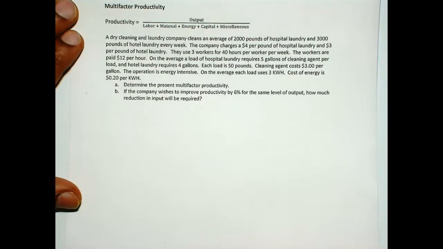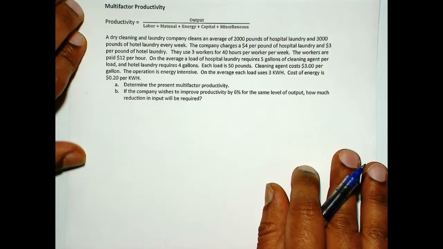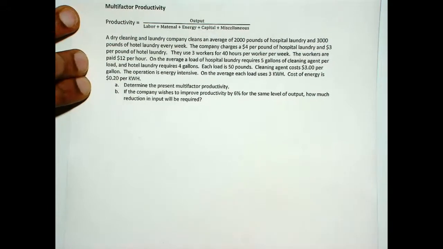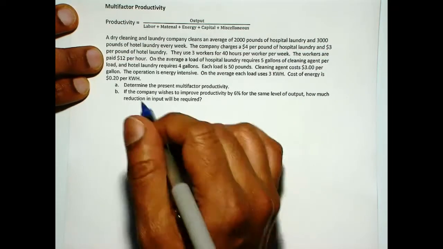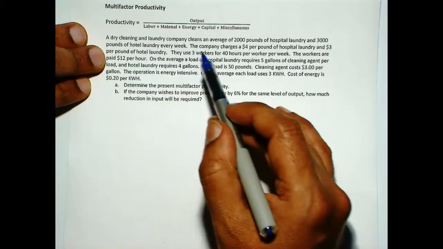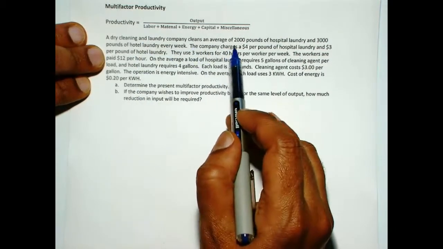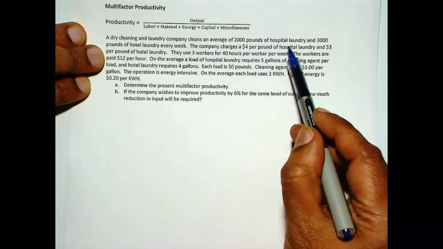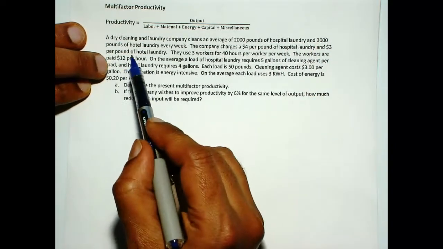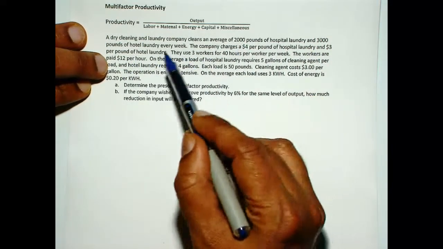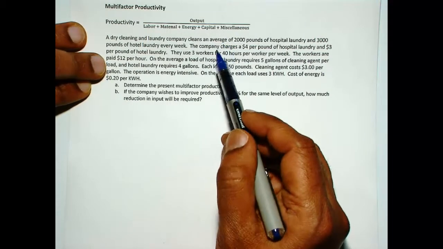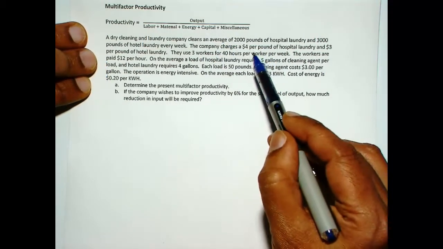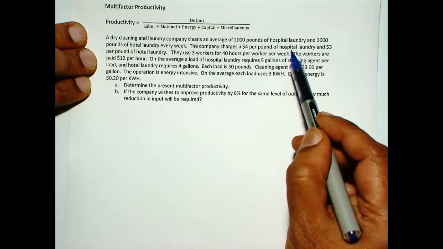Okay, the second problem is a little more involved. So once again, pay careful attention and work the problem along with me. Here we have a dry cleaning company that cleans on the average 2,000 pounds of hospital laundry and 3,000 pounds of hotel laundry. So there are two different outputs. The company charges $4 per pound for the hospital laundry and $3 per pound for the hotel laundry.